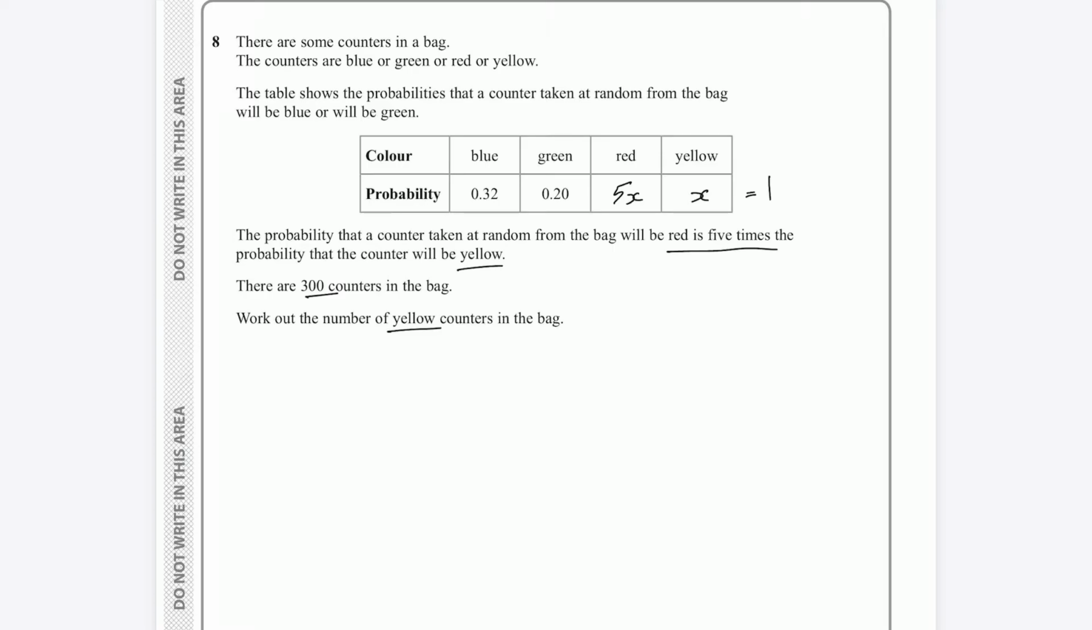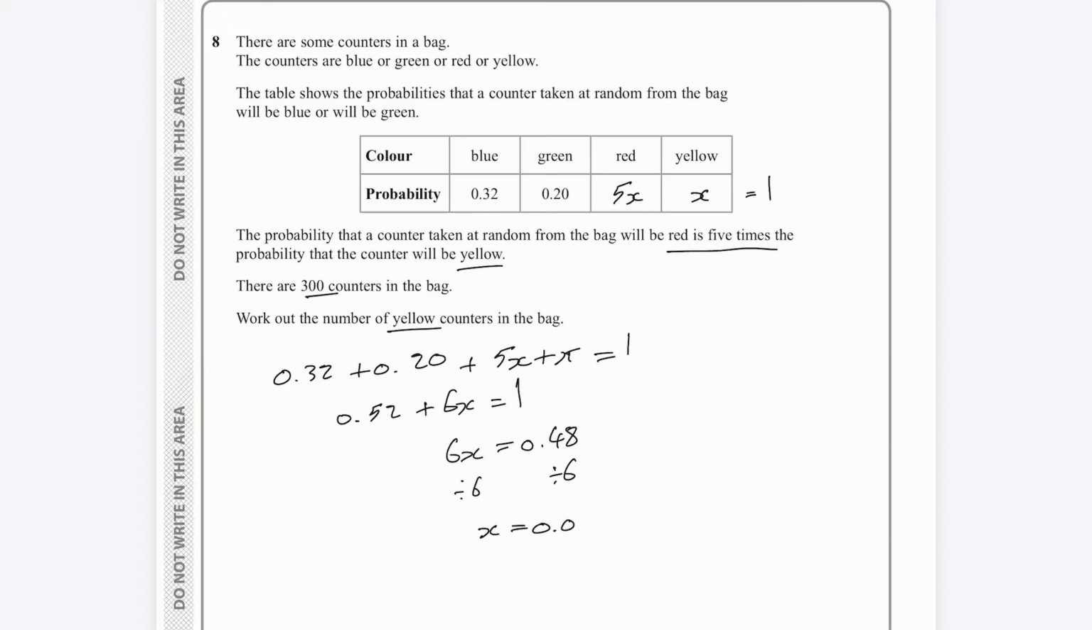So first thing we need to do is work out the probability of the yellow counters. So in that case, we can have 0.32 plus 0.20 plus 5x plus x is equal to 1. If I collect all the like terms, we have 0.52 plus 6x is equal to 1. Subtract 0.52 from each side, and I end up with 6x is equal to 0.48. Divide each side by 6, and I end up with x is equal to 0.08. And now there's 300 altogether, so we'll do 300 times 0.08, and that gives us 24.